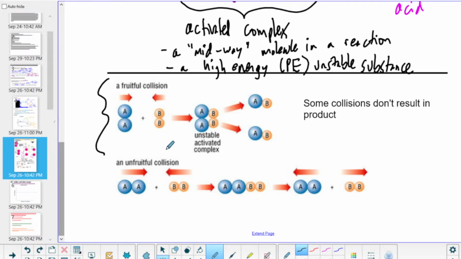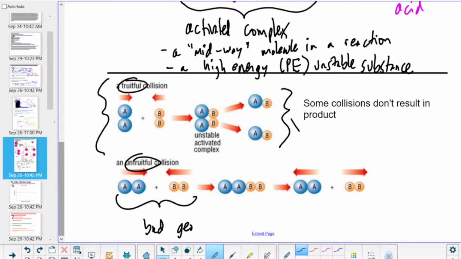The only thing to discuss, because it's basically a copy, is that with this one, this is fruitful, and with this one, it is unfruitful. What is the difference between the two? Fruitful means they made products, and unfruitful means they revert back to reactants. Yes, but if you look at them, why did one make products? Because the alignment is off, the direction at which they hit. This one has bad geometry, and therefore that one is unfruitful.